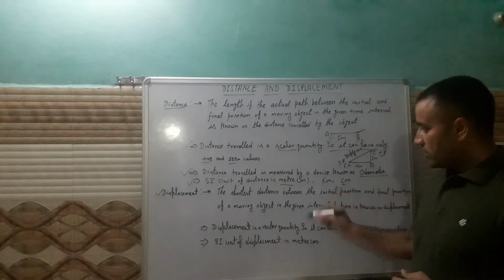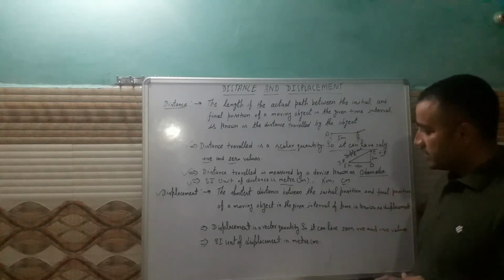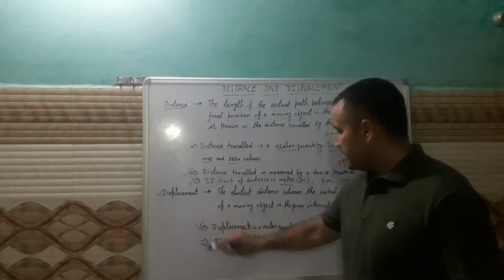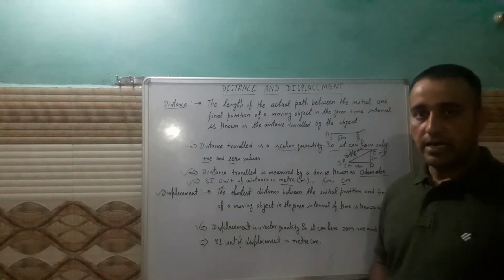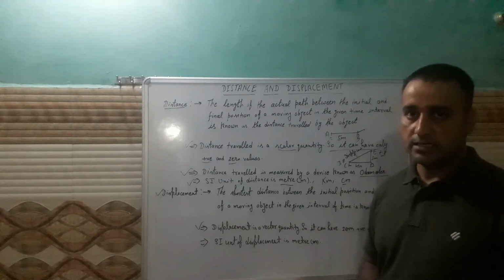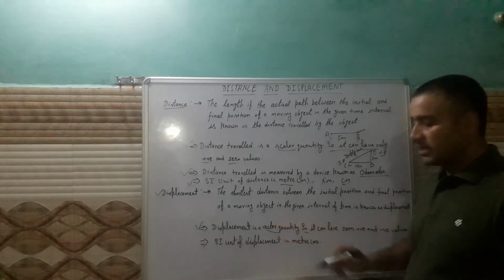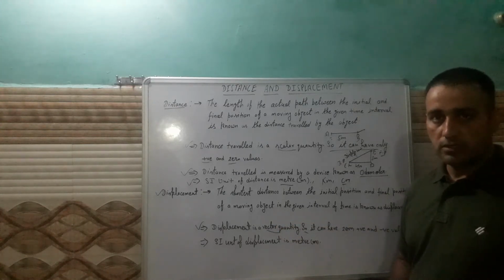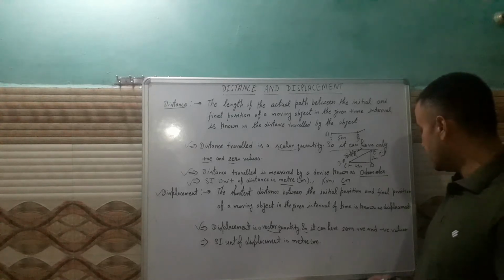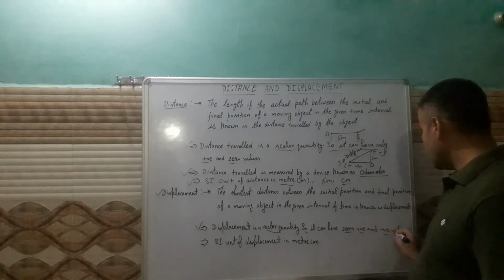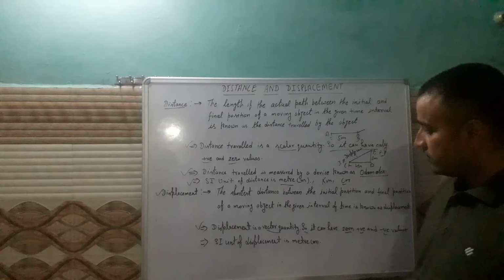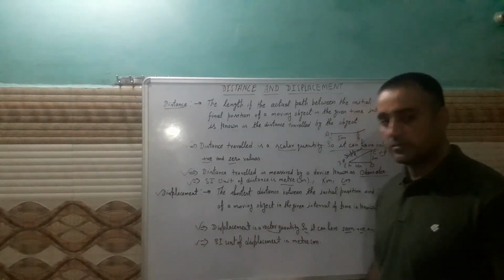So what about the important points of displacement? Displacement is a vector quantity, as it has both magnitude as well as direction. So dear students, as you know, vector quantities can have zero, positive and negative value. In the same way, the displacement can have zero, positive and negative values. And what about the SI unit of displacement?